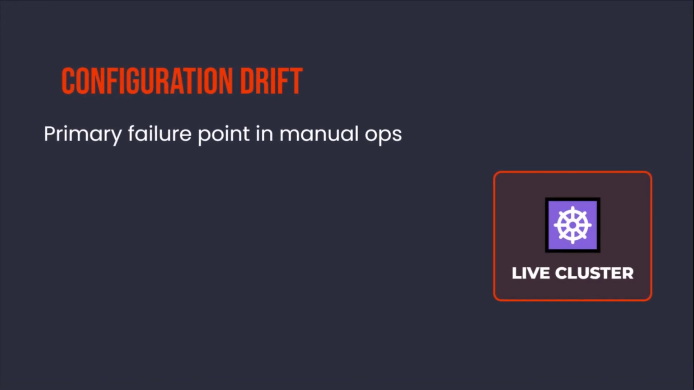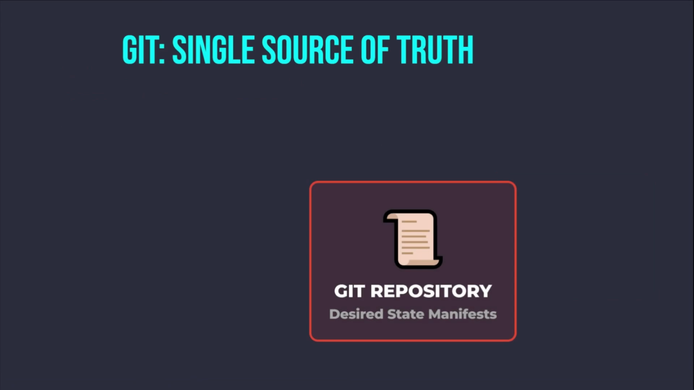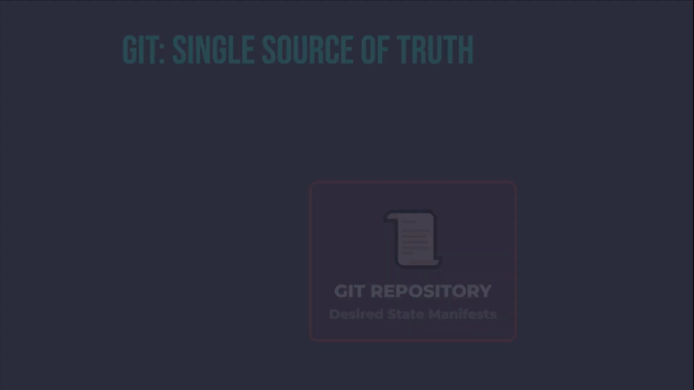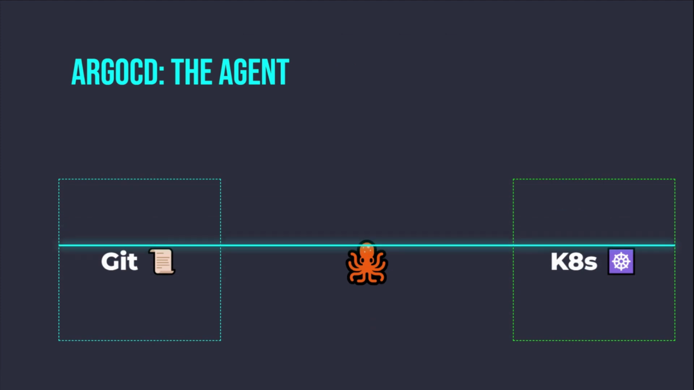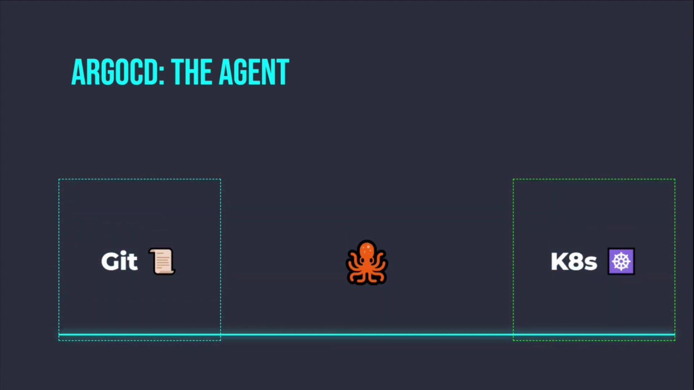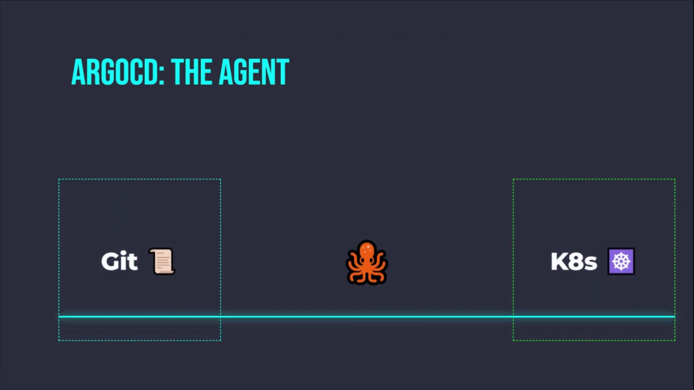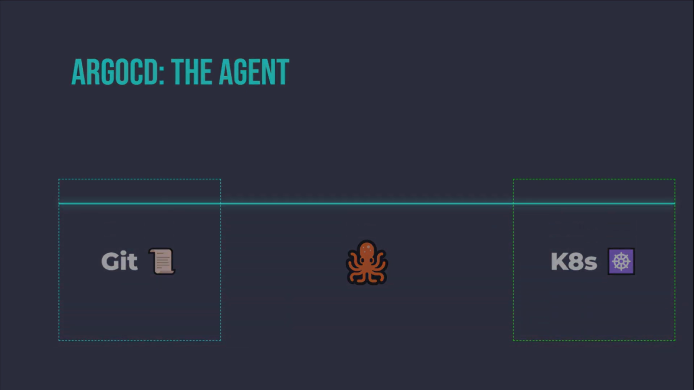Configuration drift is the primary failure point in manual Kubernetes operations. To eliminate it, we establish Git as the single source of truth. This means all desired state manifests reside exclusively in a Git repository. ArgoCD acts as the continuous delivery agent, constantly comparing the live cluster state against the committed repository state.